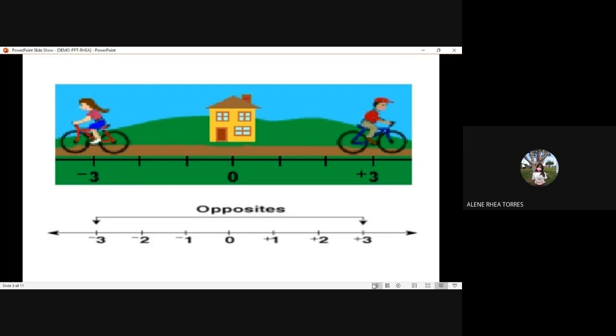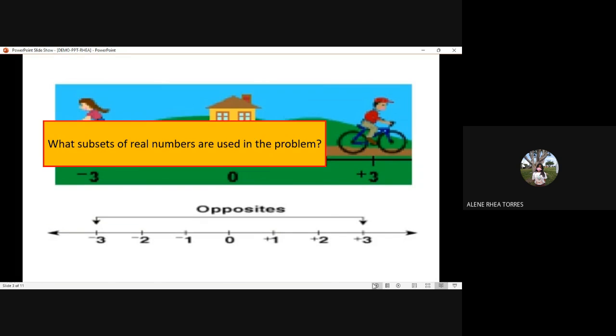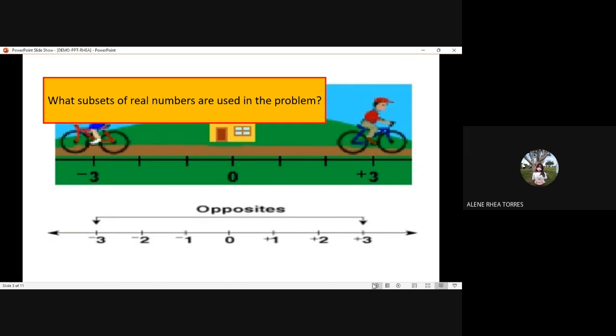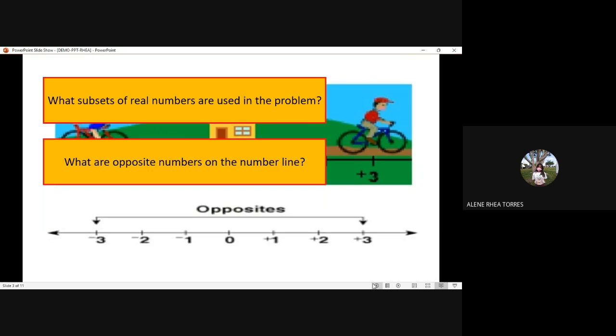Okay, please, next slide. Alright, this is the question. What subsets of real numbers are used in the problem? Of course, ang atong gina-use na mga real numbers or the subset of real numbers ay gitawag nato na integers, the positive 3 and the negative 3. Unya, what are the opposite numbers on the number line? Na-discuss na siya ganina ni Miss Solis.